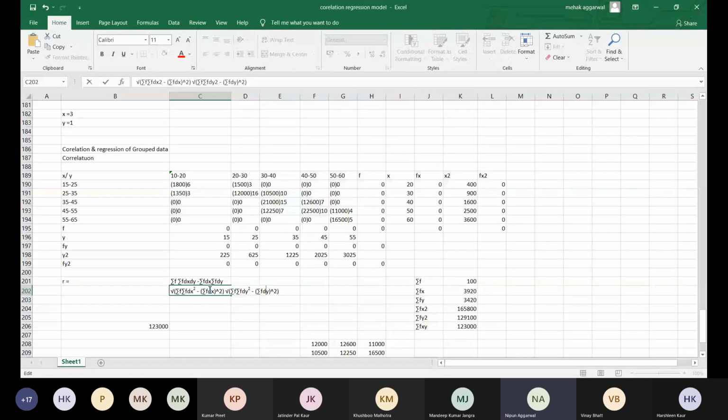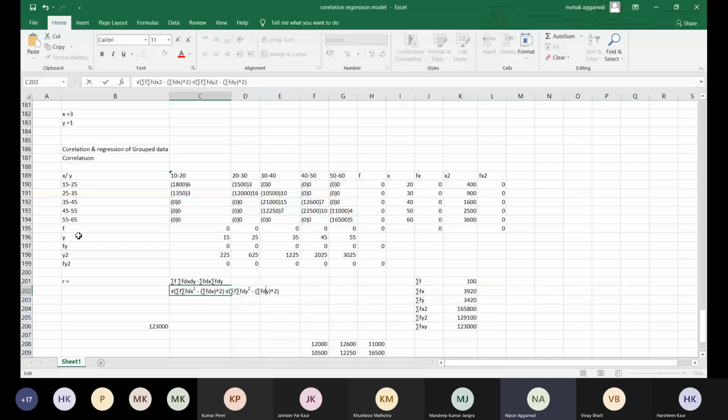So rest all the things remain the same. Only you have to do one extra step to find the dy. And now forget about this y. You have to do all these calculations on dx and dy. Rest everything will remain the same. The answer will also remain the same. But it is the way to reduce my calculations. That is the only task. So that is your correlation for the grouped data.